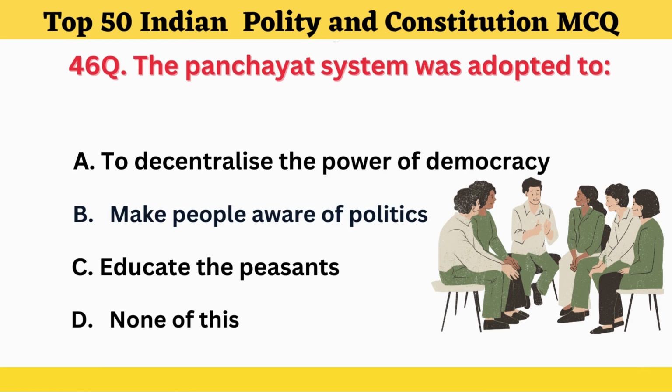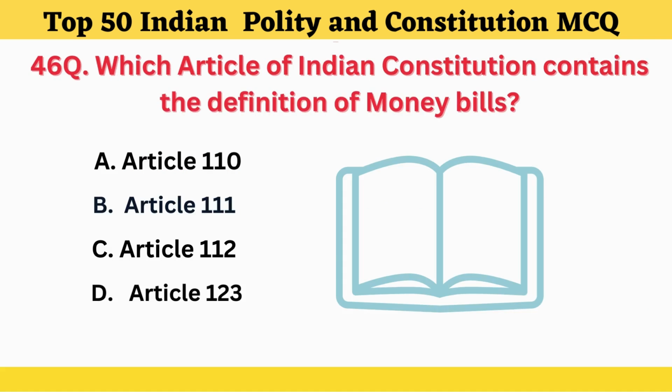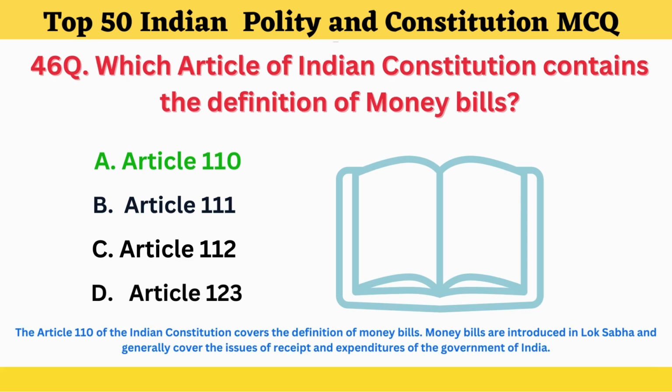The panchayat system was adopted to. The correct answer is option A, to decentralize the power of democracy. Which article of the Indian Constitution contains the definition of money bills? The correct answer is option A, Article 110.